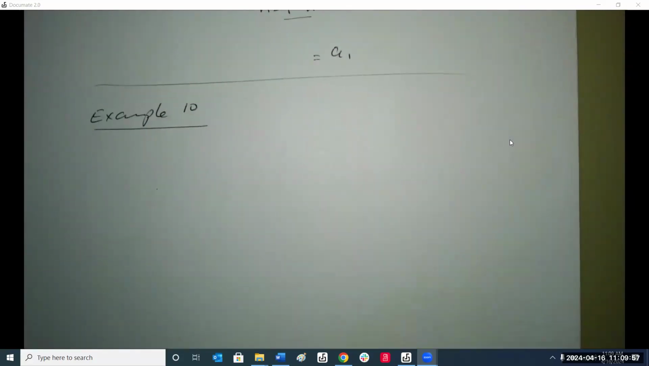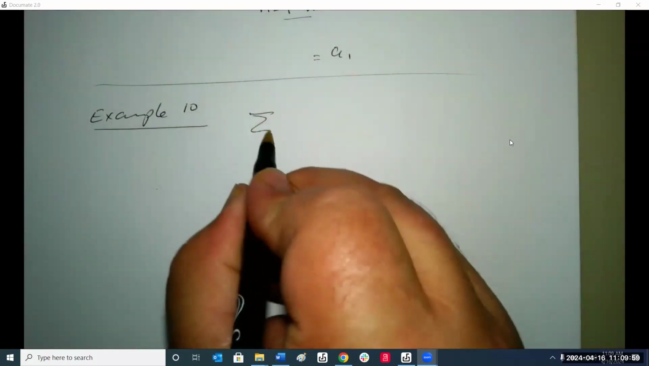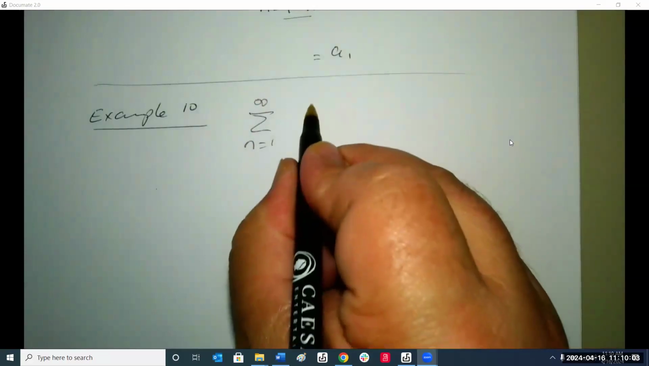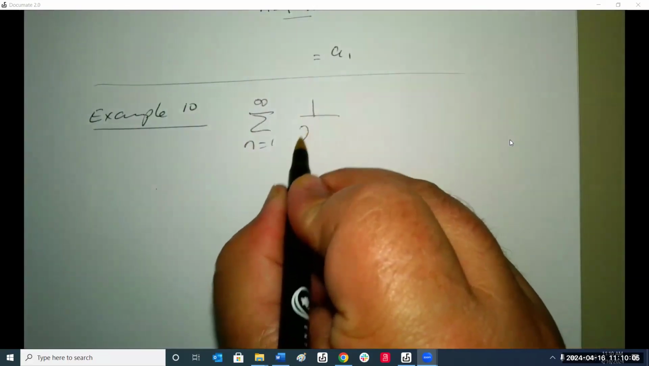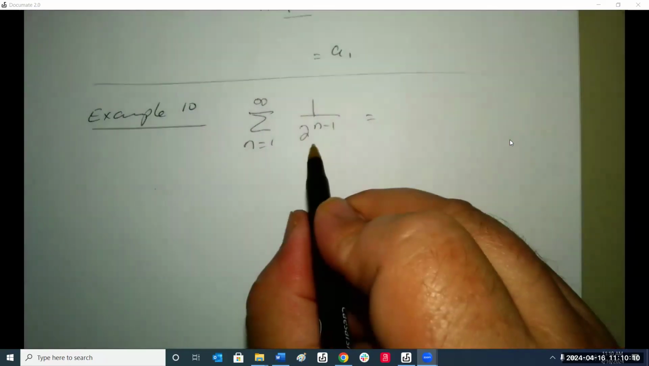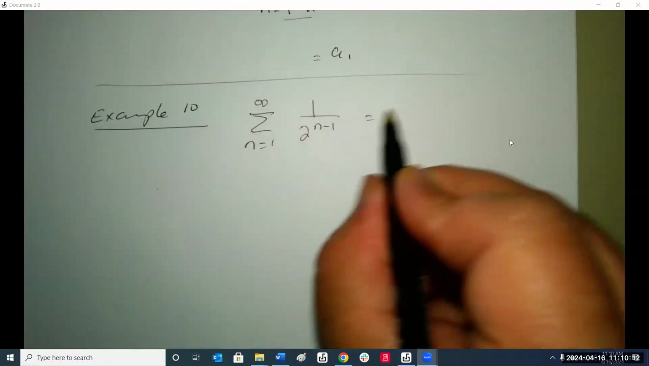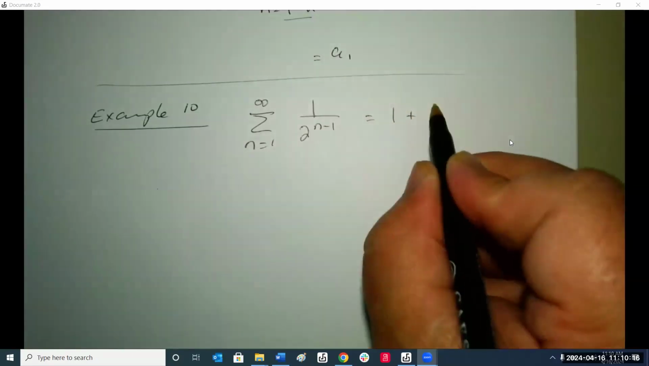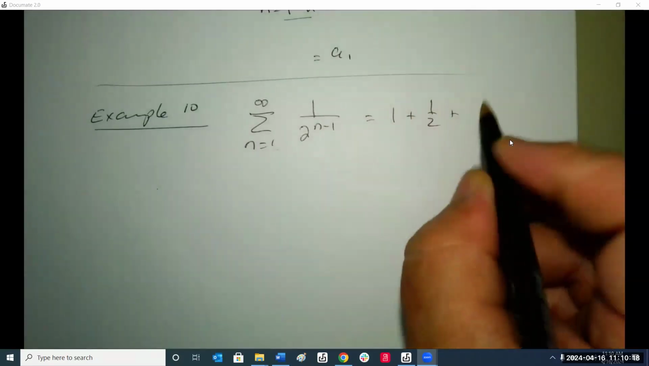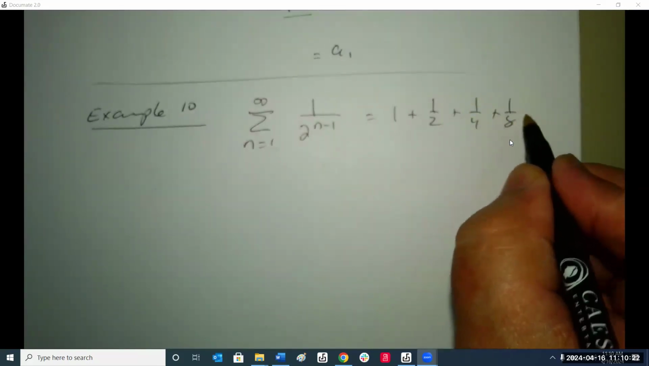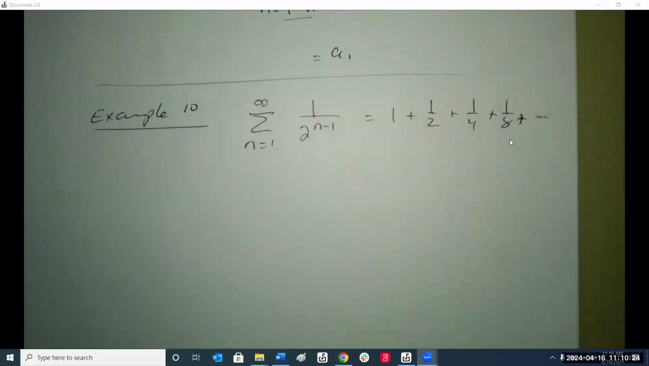Example 10. So we have this geometric series n equals 1 to infinity of 1 over 2^(n-1). So when n is 1, that's 2 to the 0, it's 1. When n is 2, it's 1/2. When n is 3, it's 1/4, 1/8, and so on and so forth.